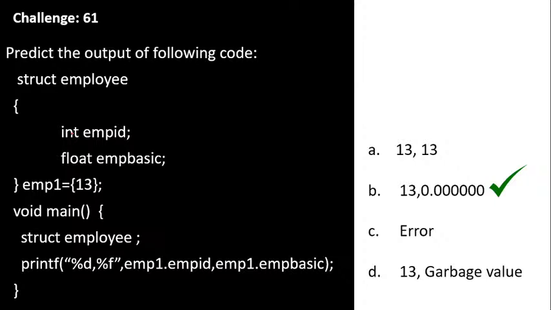Any doubts guys? Most of you might think it is a garbage value. It will not be a garbage value by default, since it is a structure. If it was simply some float variable, then it would have been a garbage value, but since it is a structure variable, you will get a proper zero value, even with 6 zeros. So that is how structure works.